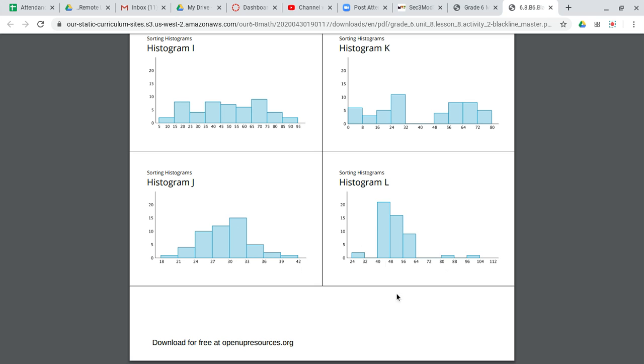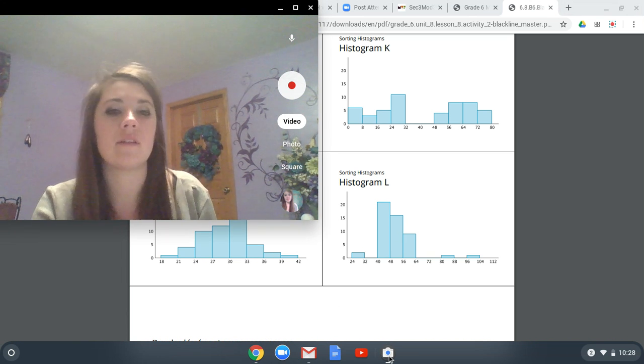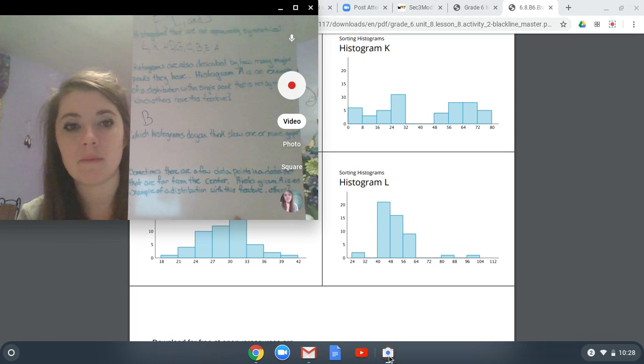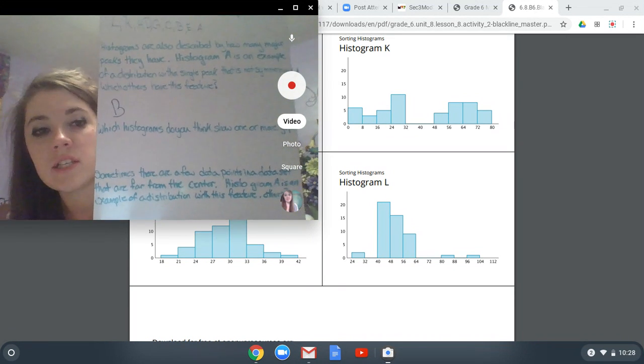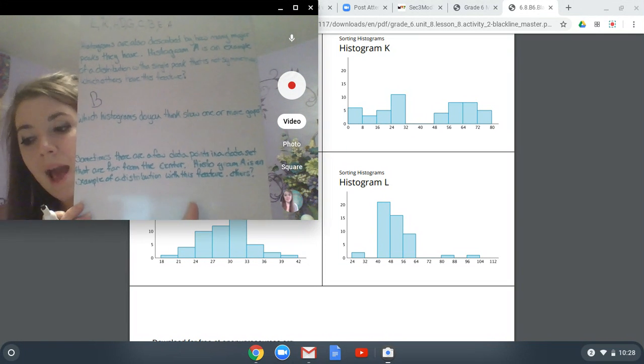We could include L because it's got one that's really high, but mostly it's just A and B that really have that one peak that makes them unsymmetrical. All right, next we are looking at which histograms do you think show one or more gaps?